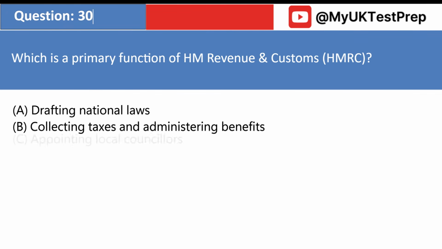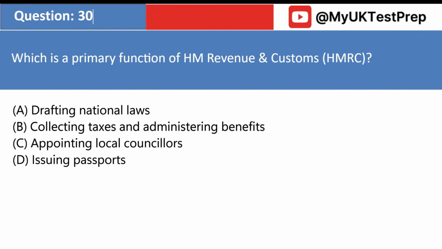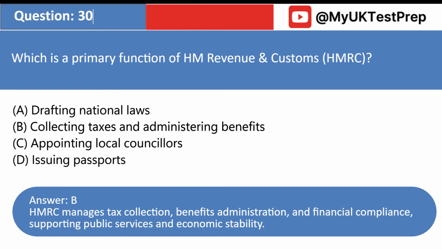Which is a primary function of Revenue and Customs, HMRC? A. Drafting national laws. B. Collecting taxes and administering benefits. C. Appointing local councillors. D. Issuing passports. Answer: B. HMRC manages tax collection, benefits administration, and financial compliance, supporting public services and economic stability.